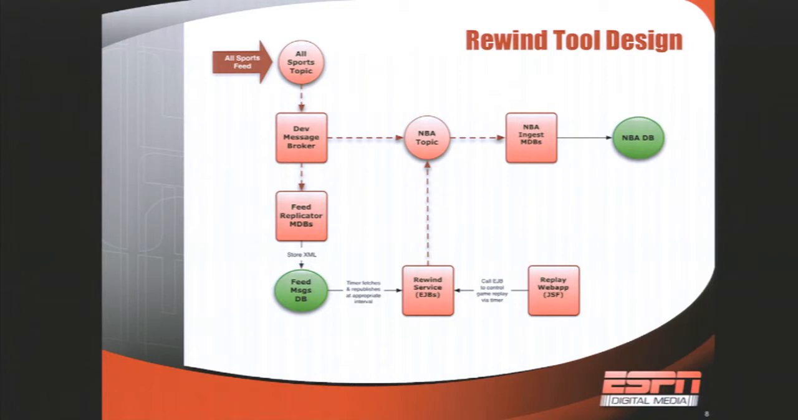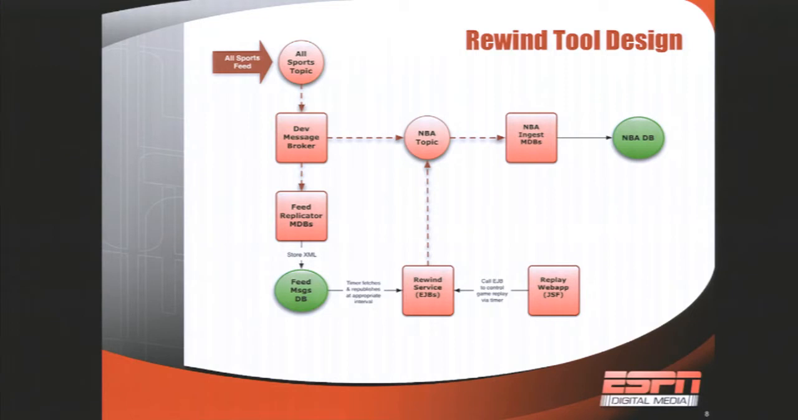We also have what's called feed replicators, and these are MDBs that we wrote to take all of the XML messages that we get in the feed, no matter what sport it is, and store them in a database. We also store timestamp information of exactly when we got that message in. So theoretically, any message we get for an NBA game, we're going to store it.